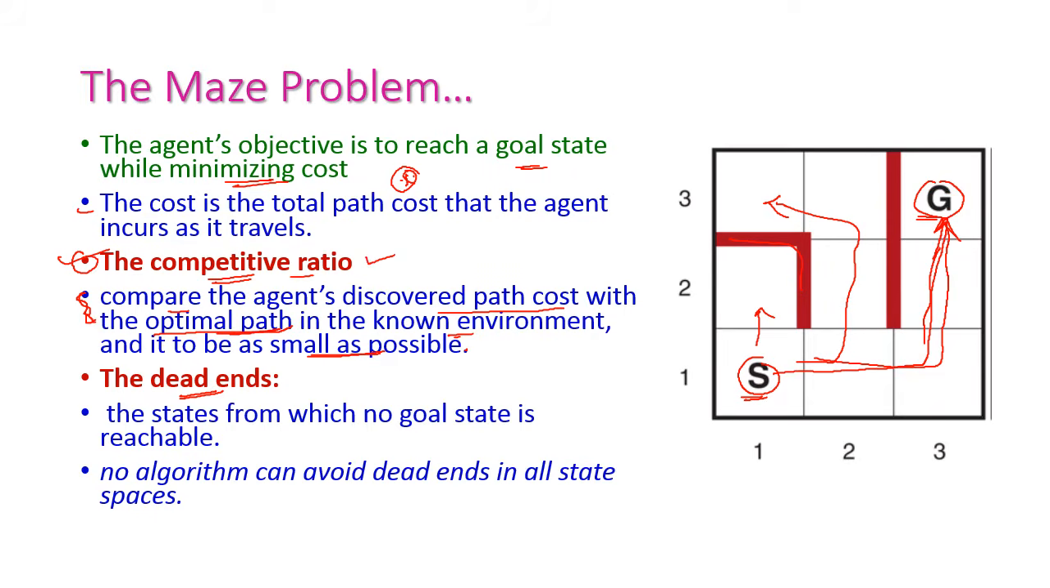Competitive ratio means the difference between the discovered agent's route and the original path cost should be very minimal. And next one is dead end. A dead end is a state from which no goal state is reachable. For example, if the agent moves to this particular place, the agent can never reach the goal state beyond this route. So it has to come back to its original state and take another route. And no algorithm can avoid dead ends in all state spaces.